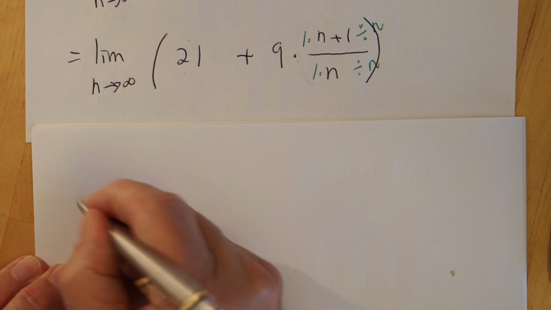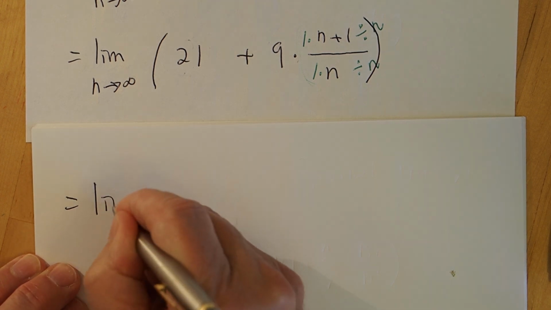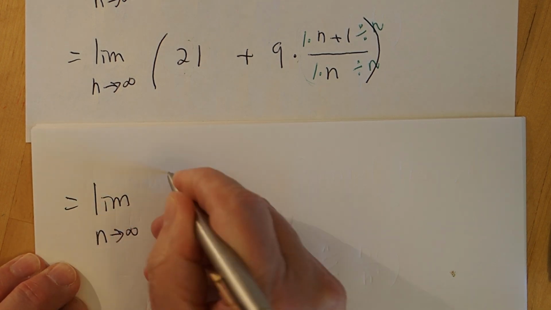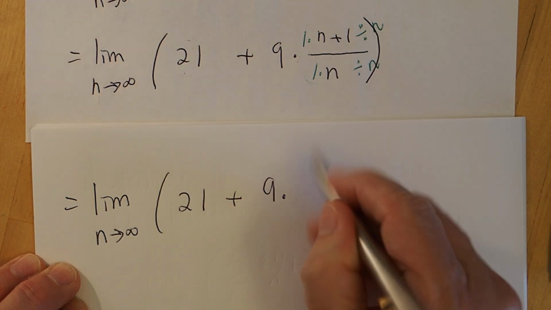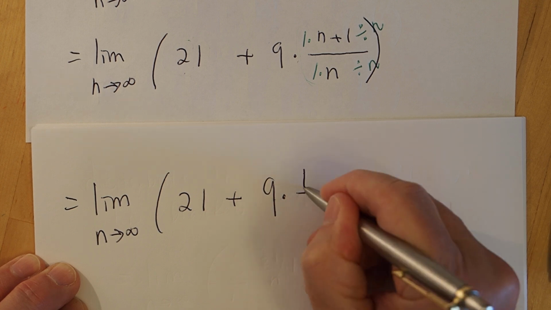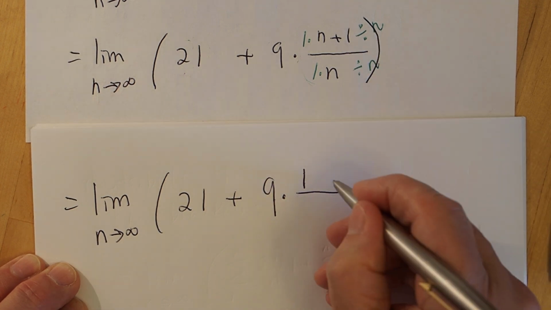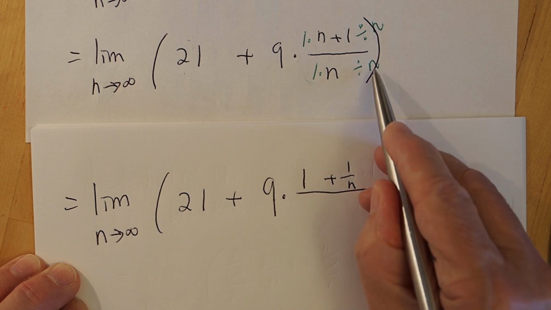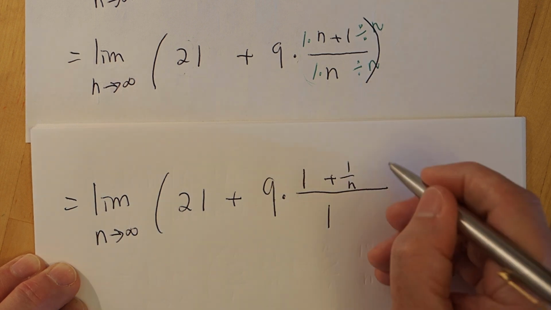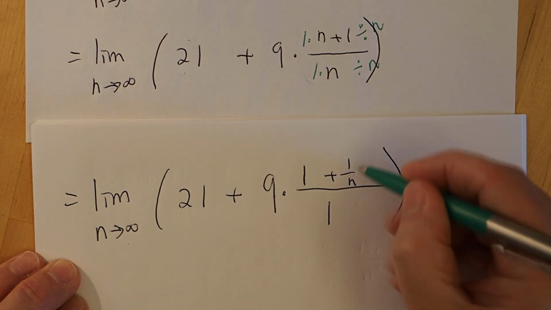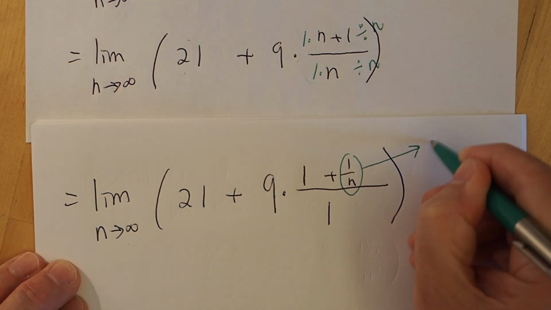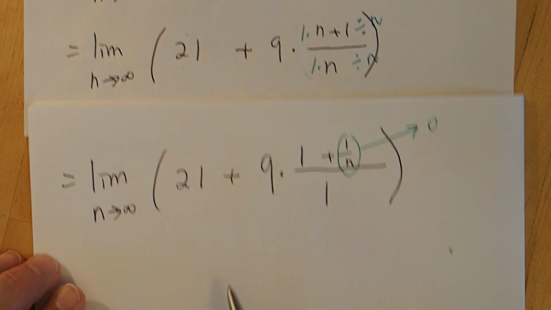I'd have this now. Watch this. So this would be equal to the limit as n approaches infinity of 21 plus 9 times, now when I divide n into this, I get 1. When I divide n into this, I get 1 over n. And when I divide n into n, I get 1. So what happens as n approaches infinity? Well, it's very clear now. This guy here approaches 0. So now I have my limit.